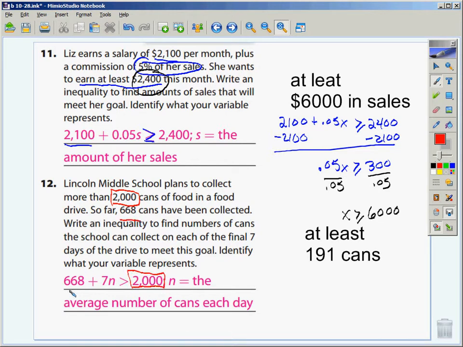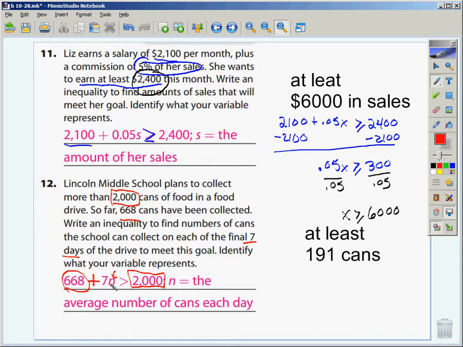They have 668 to start with, and they're going to add to it. They have 7 days in which to add, and they want to know how much each day they're going to have to get to meet this goal. It's certainly not the only way you could have set it up. You could have done 7n is greater than 2,000 minus 668. That would have been also okay.